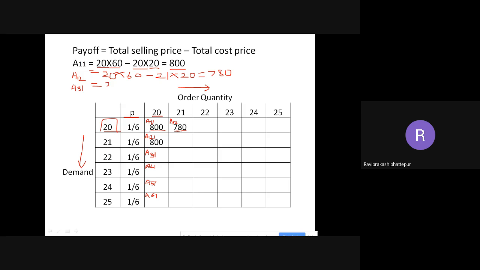So it is 20 into 60, minus how much I am buying? I am buying 20. So it is 20 into 20. What is the value? I hope you understood. Yes, sir, 800. 800, right? So there will be no difference. So this also is 800.